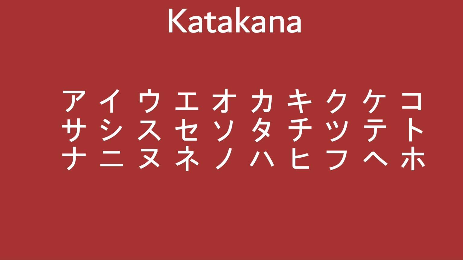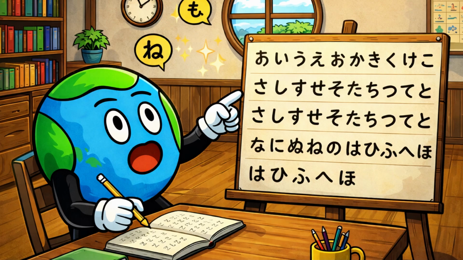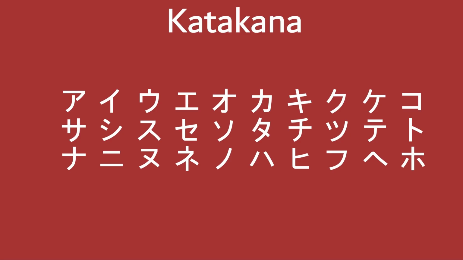Amazing work today. You have now learned 30 katakana characters. That is huge progress. At this pace, you could master katakana very soon. Keep practicing this daily. Write them, say them out loud, and use them in real words. In the next lesson, we will cover the remaining katakana characters.